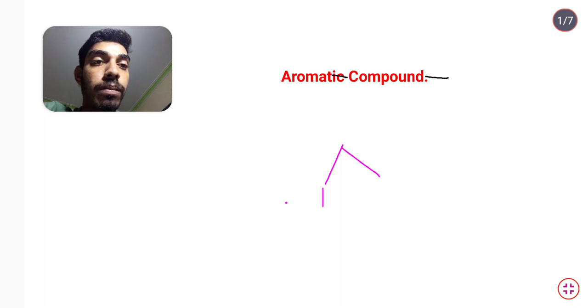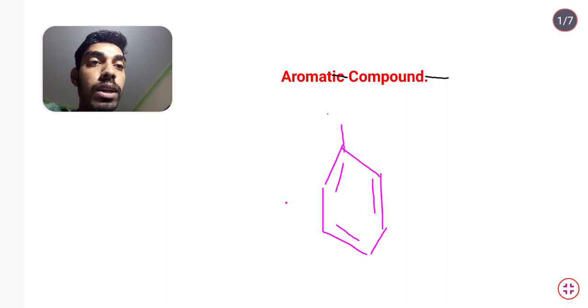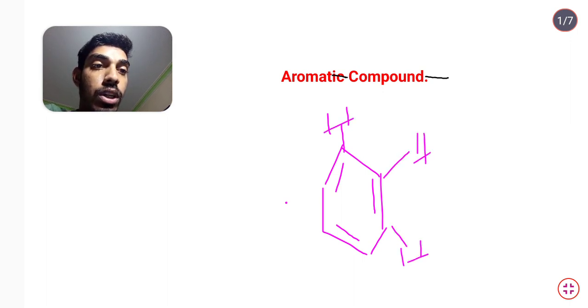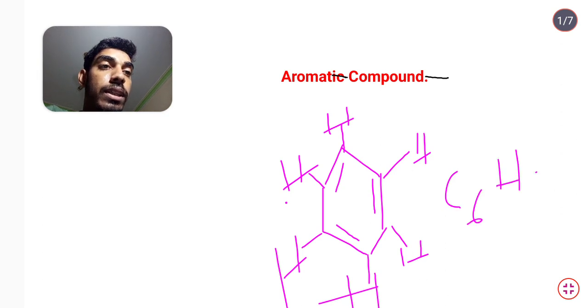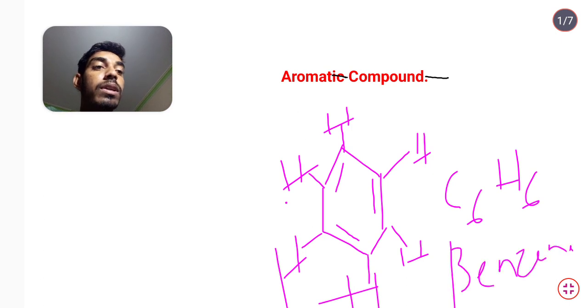Okay, that is benzene, and it has alternate double bonds on its inner side and contains 6 hydrogen atoms in its structure. Its molecular formula is C6H6, and the name is benzene. So why is it called an aromatic compound?